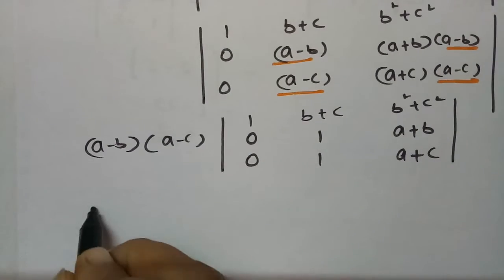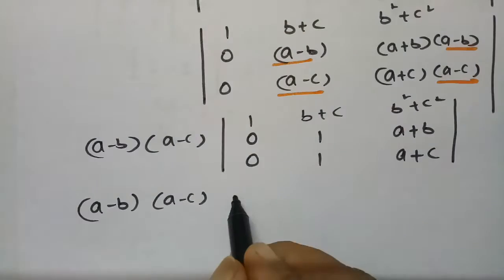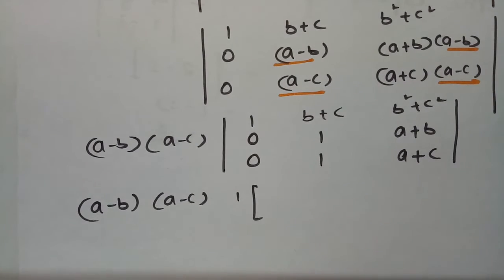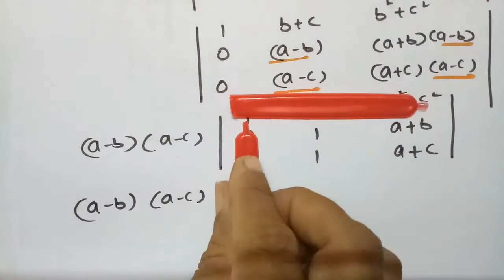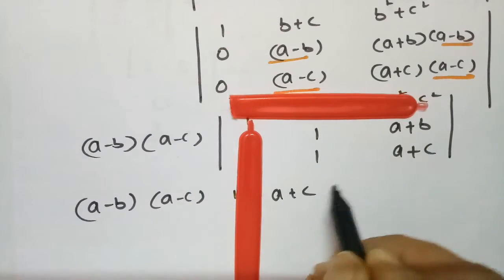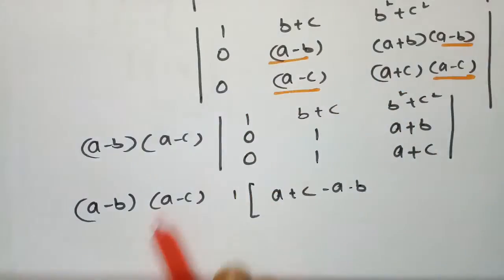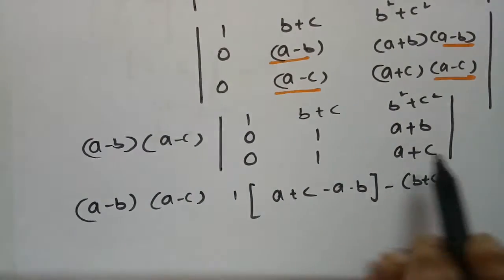Now I have to find out the determinant. This is a minus b, this is a minus c, this is 1 times of. For finding the determinant, what we have to do? So we have to close this row as well as this column. If I close this row and column, see what happens? This will be a plus c minus a plus b, and the next one is minus b plus c times of.